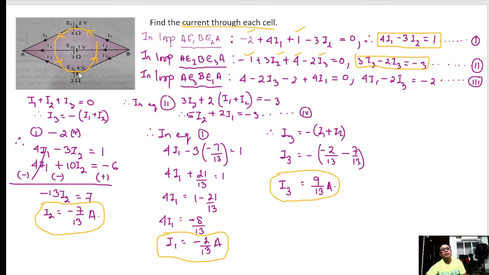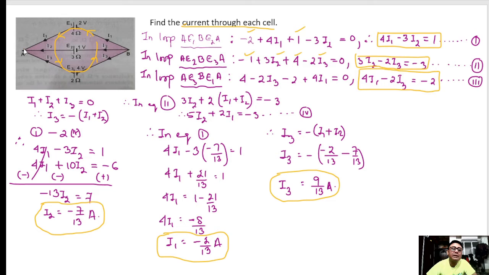So we are entering the positive terminal, that means it is plus 4. Then we are going opposite to the direction of current through 2 ohms, which is minus 2 I3. Then we are going from negative to positive, so minus 2 volt. We are going in the direction of the current through 4 ohms, that is plus 4 I1 is 0, and we got this equation.